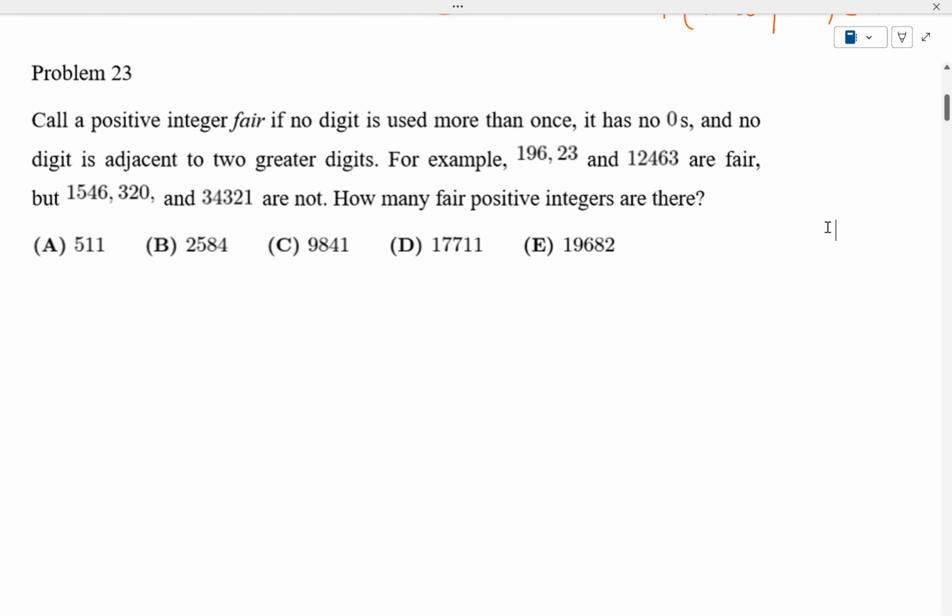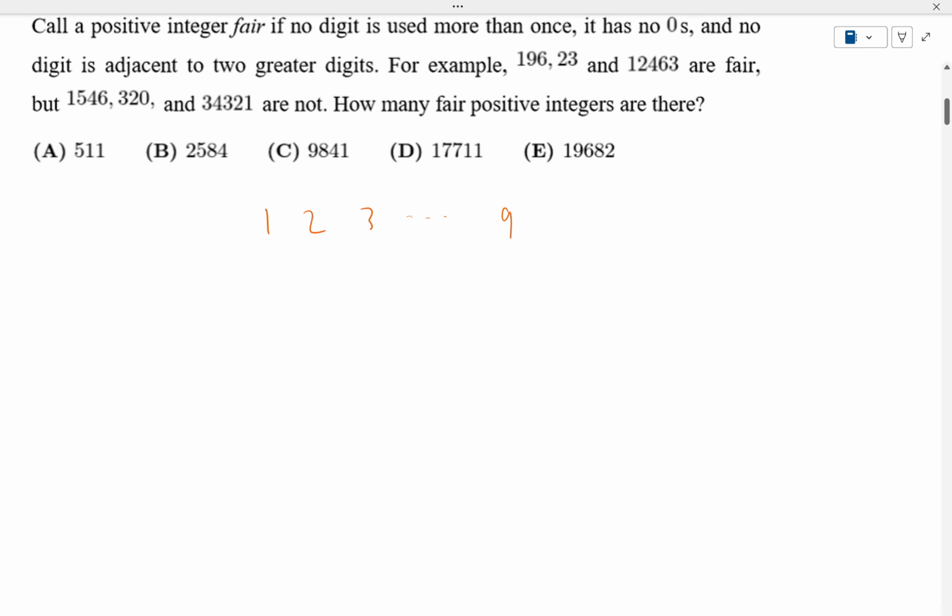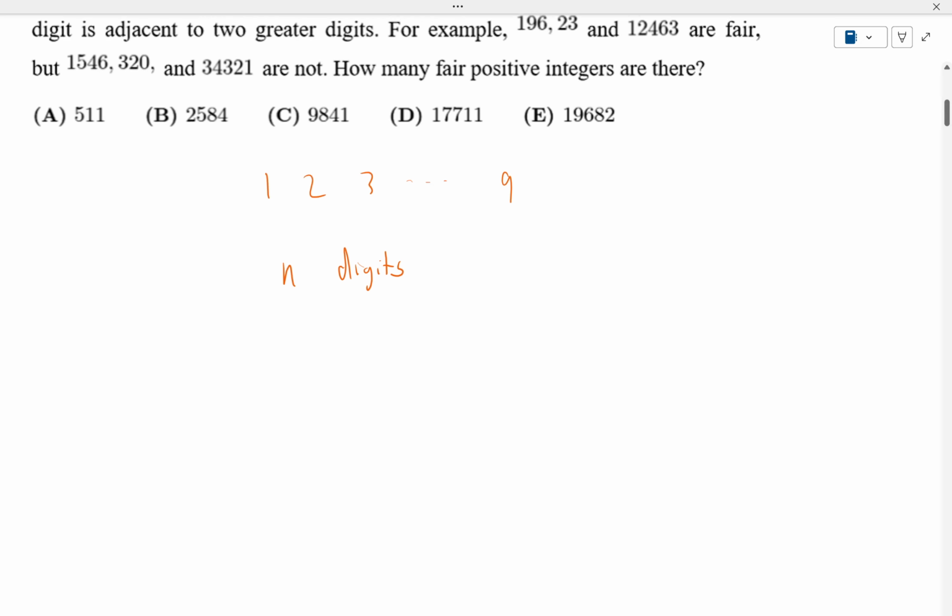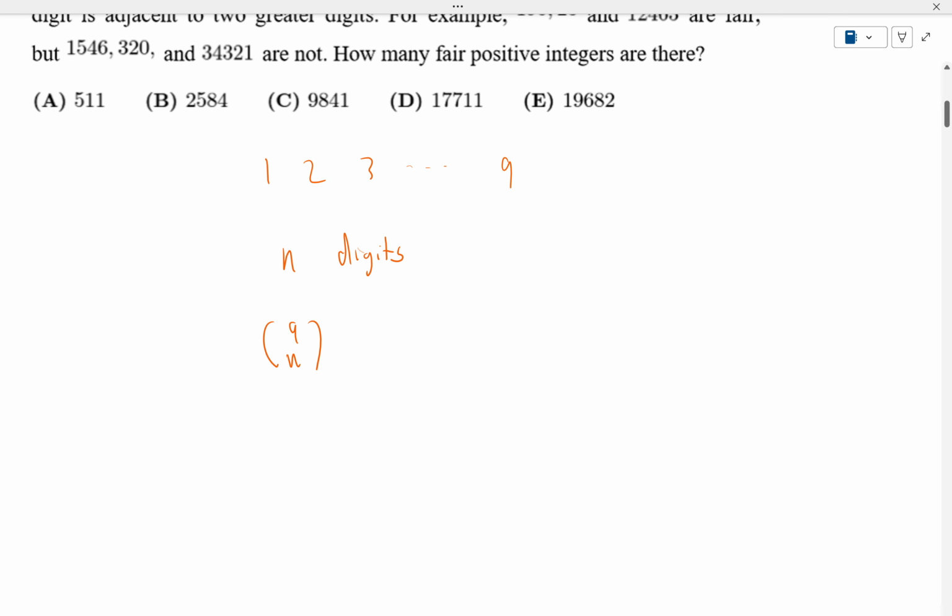Okay, question 23. Basically, in this question, you just have to come up with a combinatorial argument to find an expression for how many fair positive integers there are. Notice you can't use zeros, so you only have the digits 1, 2, 3 up to 9 at your disposal. Let's assume a fair positive integer has n digits. Then there are 9 choose n ways to choose those n digits from the available digits.